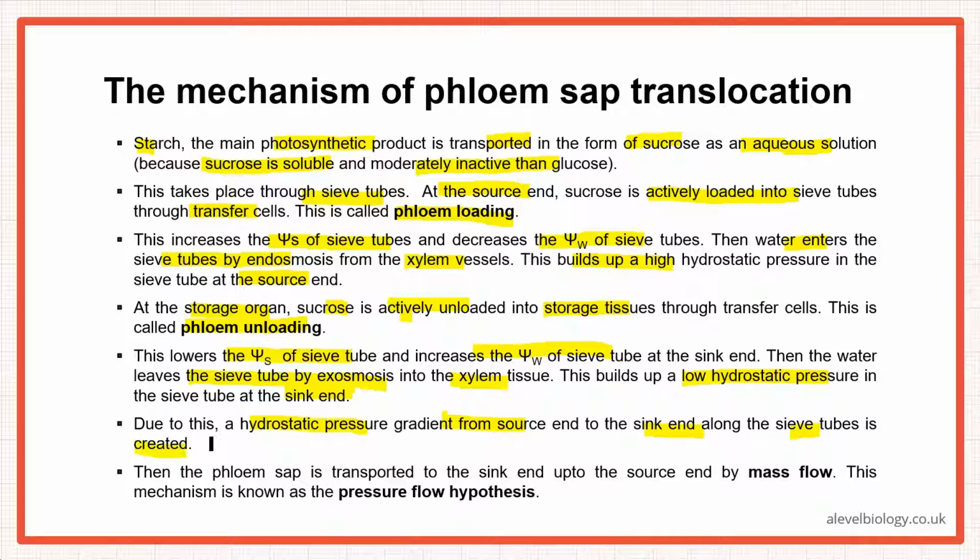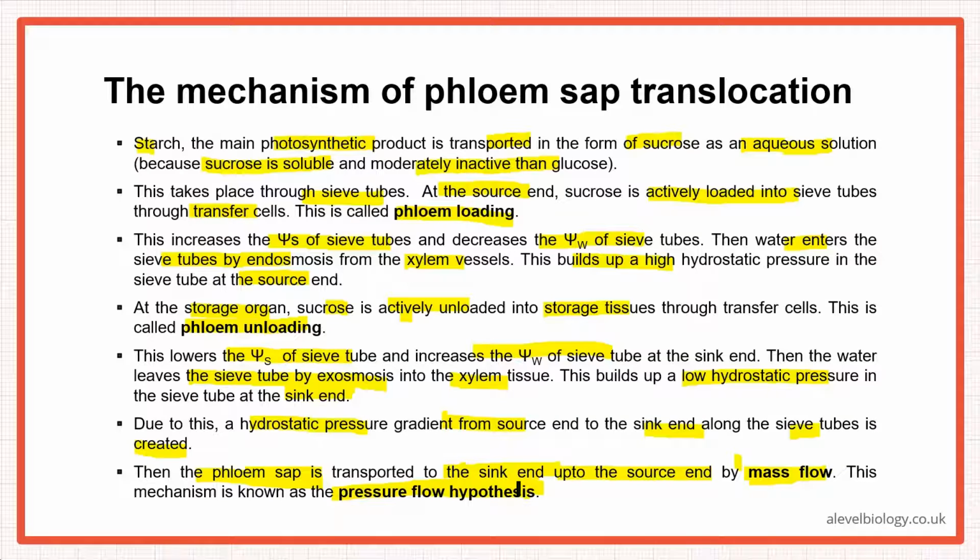Then you know how it will flow from the area of high pressure to the area of low pressure, the water potential gradient, right? Then the phloem sap is transported from the source end to the sink end by mass flow. Because right now what is happening? Hydrostatic pressure is now higher below, because the solutes have moved away to the sink, which can be the root, let's say. Hydrostatic pressure is higher there and lower above. Now what will happen? This phloem sap is transported by mass flow. This mechanism is known as the pressure flow hypothesis.